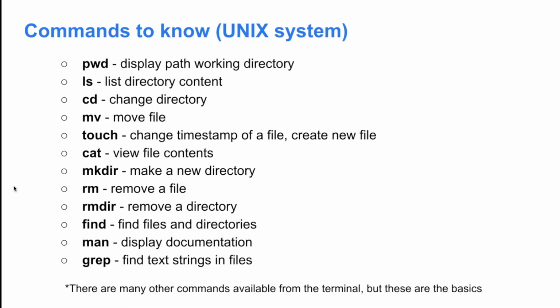We have cat, which can view file contents. mkdir is going to make a new directory. rm is going to remove a file. rmdir is going to remove a directory. find can be used to find files and directories. man will display documentation on commands, and grep is used to find text strings in files. So again, not a comprehensive list, but a good place to start.